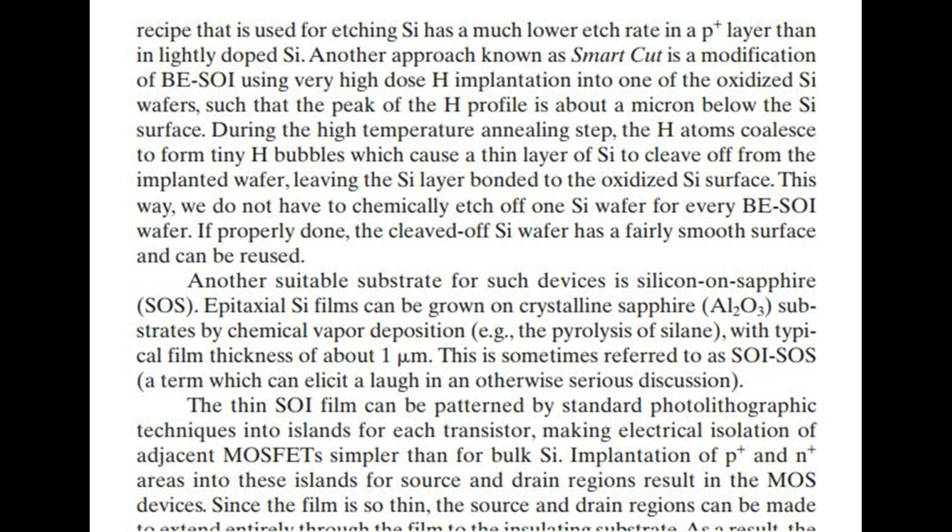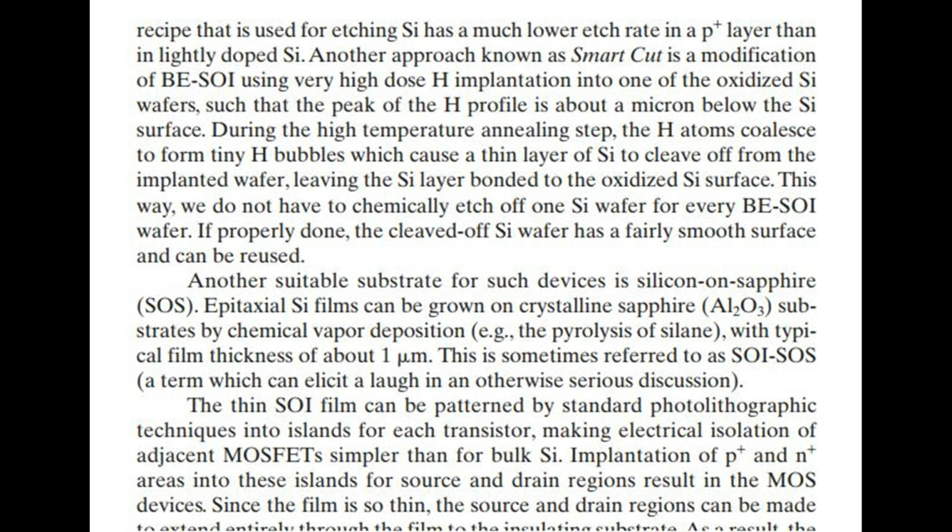Another suitable substrate for such devices is silicon on sapphire, SOS. Epitaxial silicon films can be grown on crystalline sapphire, aluminum oxide, substrates by chemical vapor deposition, for example, the pyrolysis of silane, with typical film thickness of about 1 micron. This is sometimes referred to as SOI-SOS, a term which can elicit a laugh in an otherwise serious discussion.